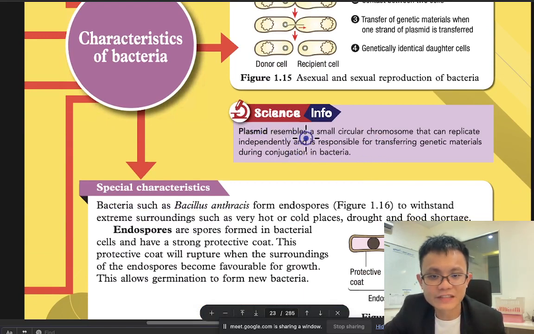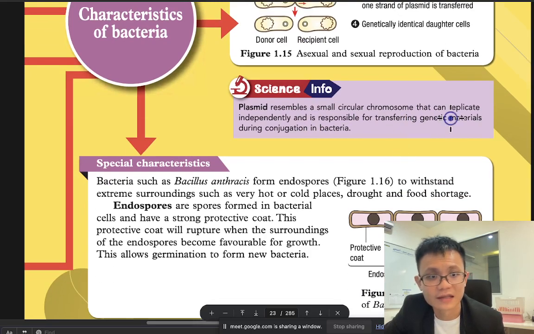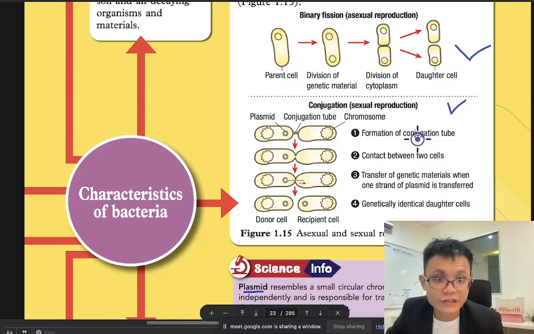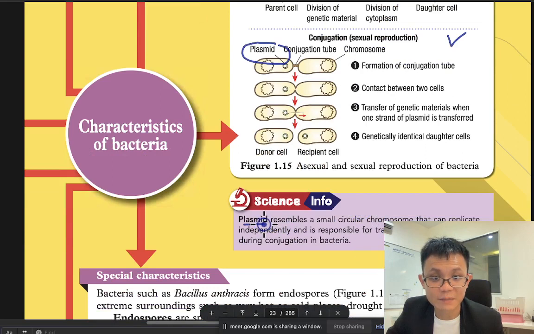Okay, a plasmid resembles a small circular chromosome that replicates independently and is responsible for transferring genetic material during conjugation in bacteria. So where's the plasmid? In the conjugation, you can see the plasmid. Okay, the small round thing. So what is a plasmid? A plasmid is a small round thing that replicates independently for transferring genetic material in bacteria.